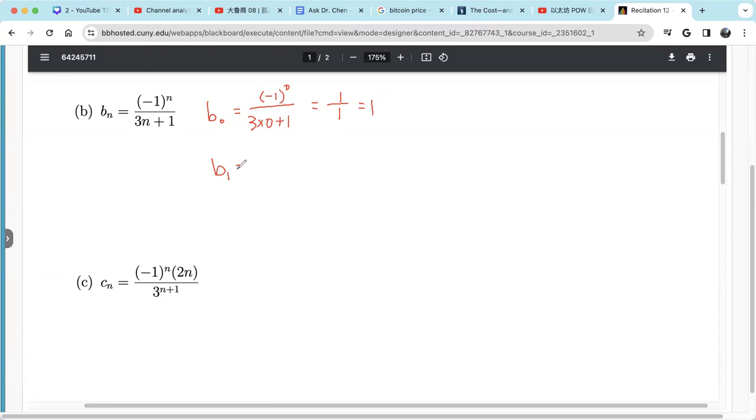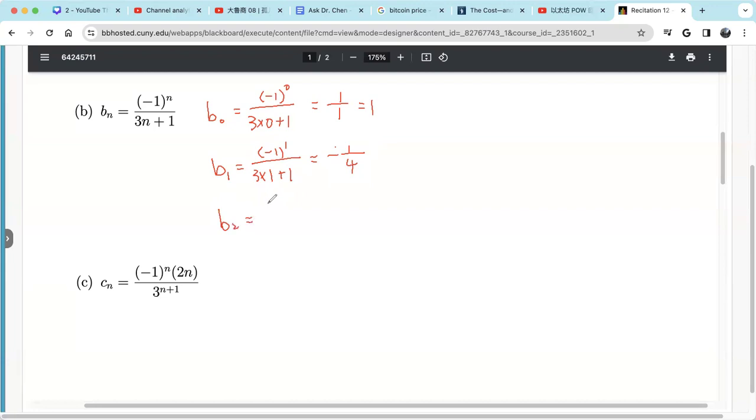The second term, b sub 1. Right, okay, -1 raised to 1. We just substitute 1 for n. 3 times 1 plus 1. So -1 raised to 1, that's negative 1. Usually we write the negative sign up front. 3 times 1 is 3. 3 plus 1 is 4. So -1/4.